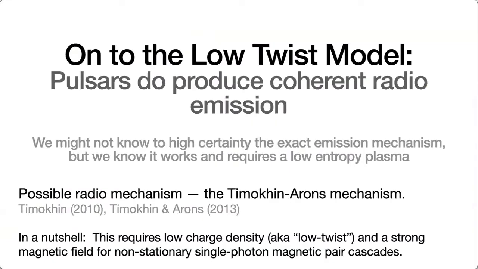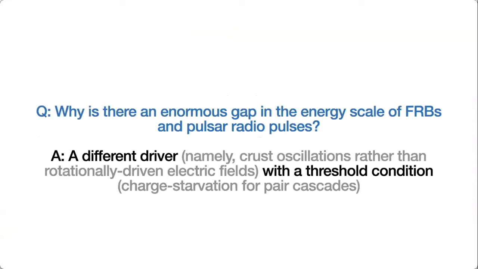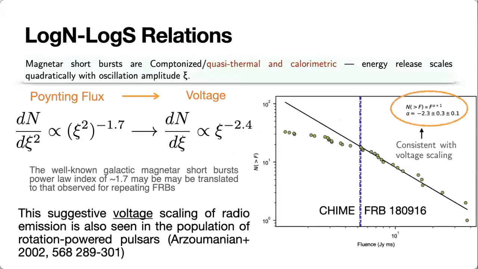So what is the low twist model? In a nutshell, it is Timokhin's mechanism for radio emission. And this requires very low charge density, aka low twist, and a strong magnetic field for non-stationary single photon magnetic cascades. The vast energy scale difference between FRBs and typical radio emission is basically explained by the different trigger. Here it is crustal oscillations, dislocations on a larger surface area at a higher frequency associated with the crustal oscillations and dislocations in a higher magnetic field. And this can readily explain the energy scale difference.